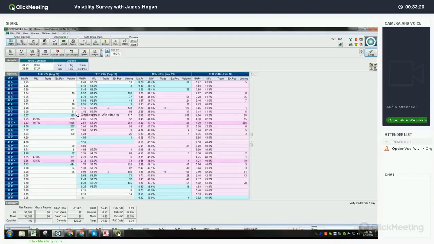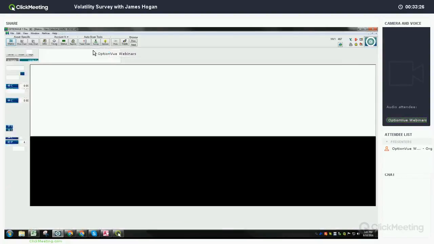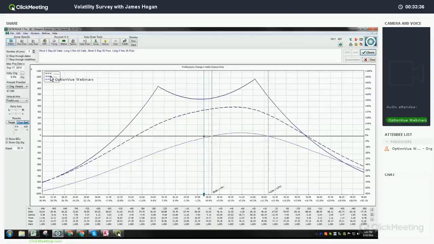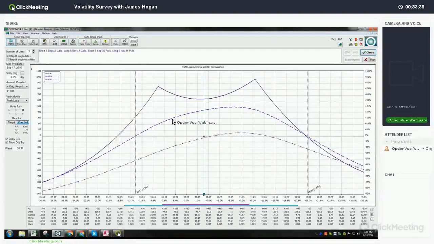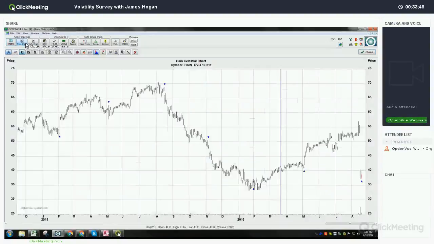So I just put a calendar on at 42, and then another one on at 35, and you can analyze this. You can see that here in about 2 weeks roughly, you've got some nice returns going up to 19%, with break even and 13% to the downside.